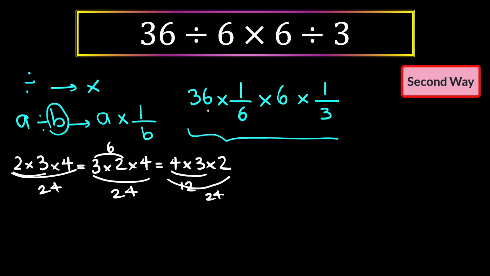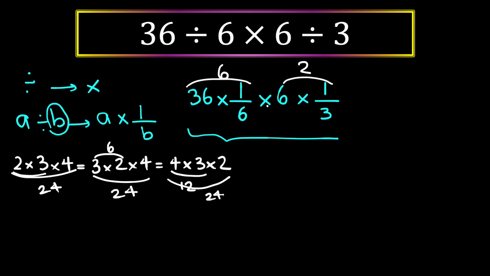So here in this expression, we can first multiply these two numbers. 36 times 1 over 6 equals 6, and then we can multiply 6 times 1 over 3, which is equal to 2, and finally 6 times 2 equals 12. Or we can just multiply 36 and 1 over 3, which is equal to 12, and 6 times 1 over 6, which is equal to 1, and then 12 times 1, which is 12 as well.